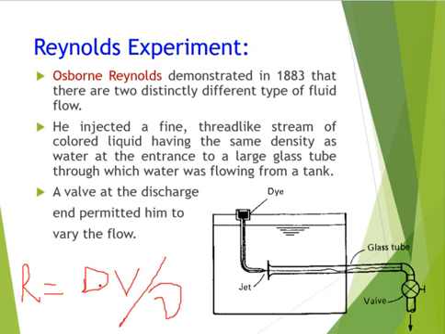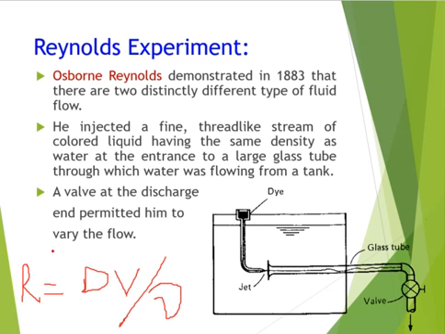Here the diameter of the pipe is constant, and the kinematic viscosity of the liquid flowing in the pipe is constant. The only thing which is variable is the velocity of the fluid. So as long as the velocity is small, the Reynolds number is small and the flow is laminar, and when the velocity increases, the Reynolds number increases and the flow is termed turbulent flow.